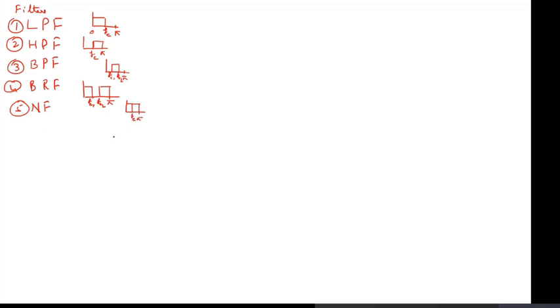Say Fc. So the notch filter will just stop one frequency, right? Low pass filter, 0 to Fc in case of an ideal filter. Then high pass filter, Fc to pi. Then band pass filter, Fc1 to Fc2. And band reject filter, 0 to Fc1 and Fc2 to pi, and in the notch filter only a single frequency component will be stopped.